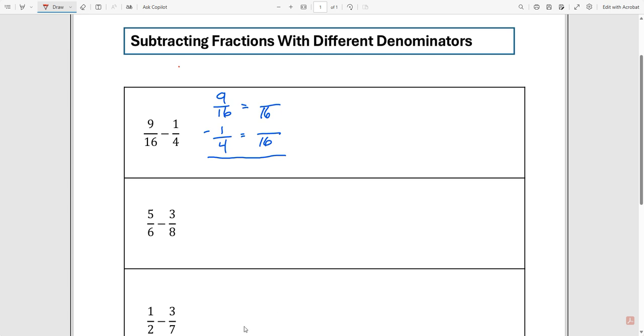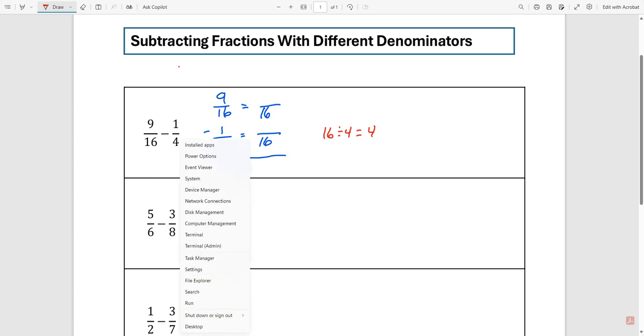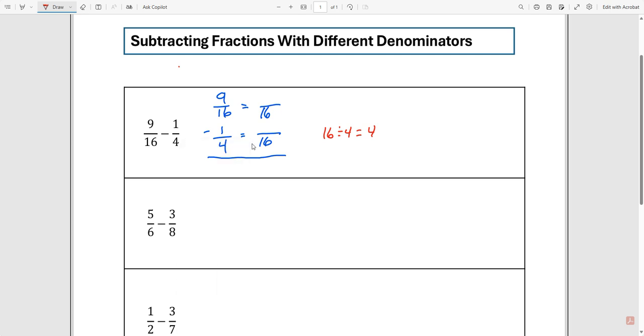And so what we'll do, we'll take 16 and divide it by 4. So let's write that out. 16 divided by 4, and that equals 4. And then we'll take the 4 that we get from that and multiply it times the numerator. And so this will be 4 times 1, and then 4 times 1 is 4.